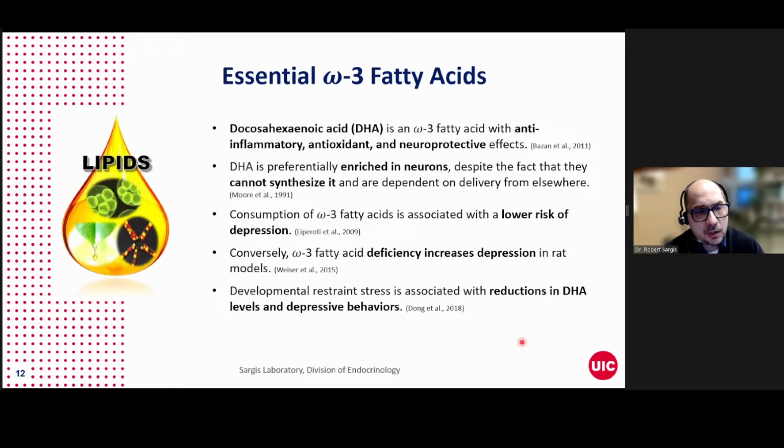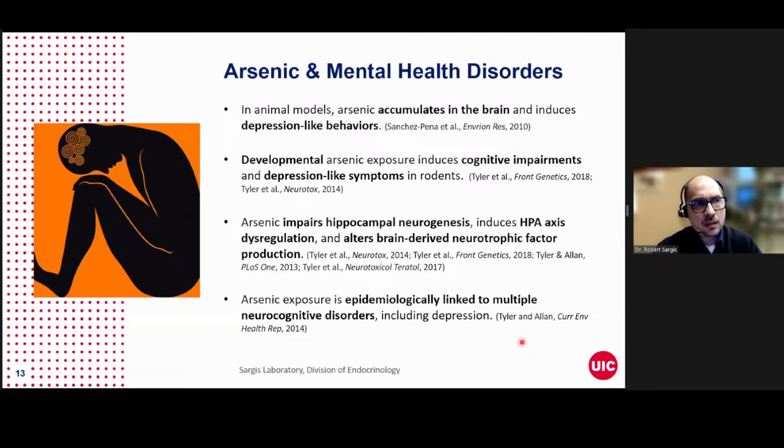And we know that other stressors that are associated with depressive behaviors also decrease brain DHA levels, including interventions like developmental restraint stress. And so thinking about this, it's interesting to contextualize then the established data looking at arsenic, in which there's evidence that arsenic and mental health disorders may be linked. So in animal models, arsenic accumulates in the brain and induces depression-like behavior. Developmental arsenic exposure has been shown to induce cognitive impairments and depression-like symptoms in rodents. And it impairs hippocampal neurogenesis, induces disruptions of the hypothalamic pituitary adrenal axis, and alters brain-derived neurotrophic factor production.